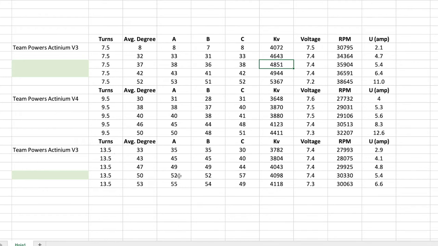Now let's compare with the 13.5. If we compare with the 13.5, closest KV would be this 5.4. We're looking at 4,098. This is a 13.5. This is a 9.5. Even if I went with the higher KV, the 5.6, this is still a lower KV than this motor for about the same amperage, which is something that I found interesting.